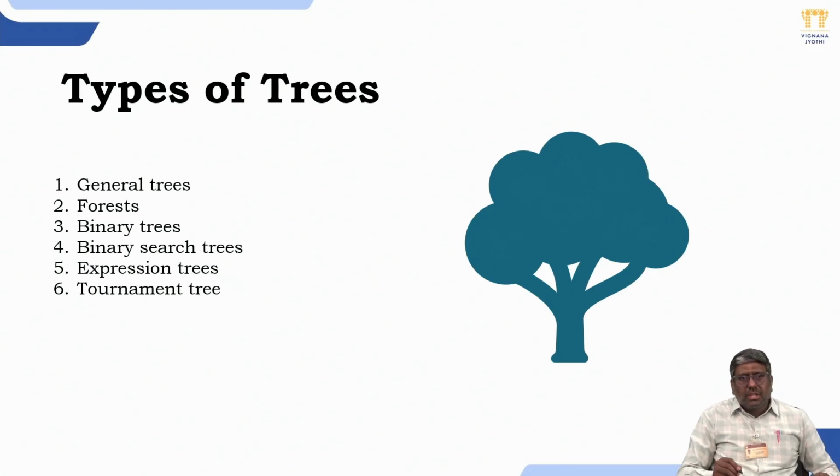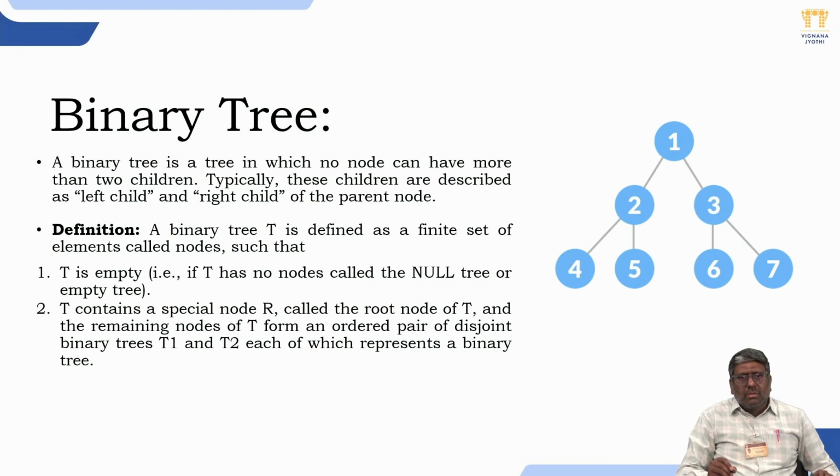Next, there are different types of trees. They are called general trees, forests, binary trees, binary search trees, expression trees, and tournament trees. Now, coming to binary trees. A binary tree is a tree in which no node can have more than 2 children. Typically, these children are described as the left child and the right child of that parent node.